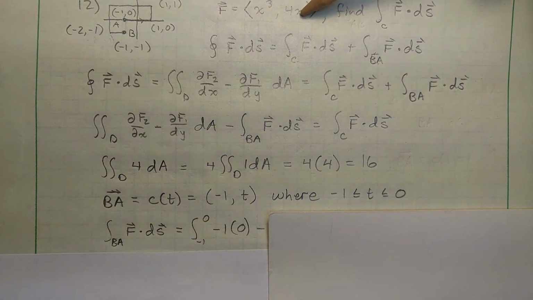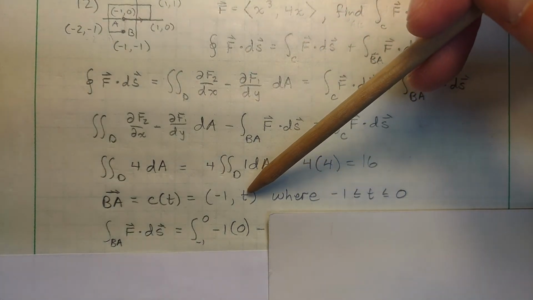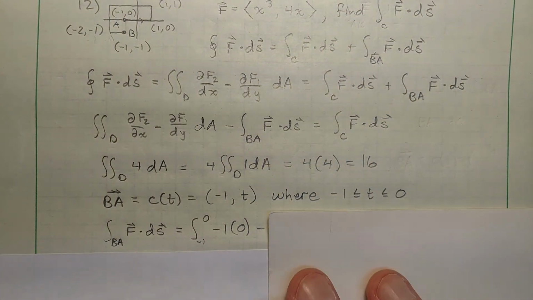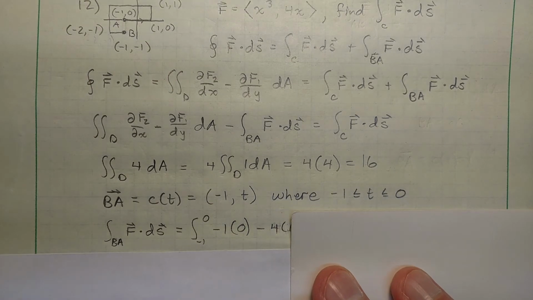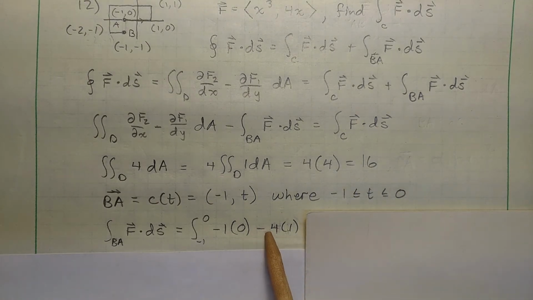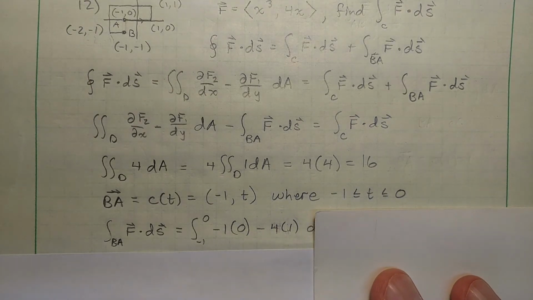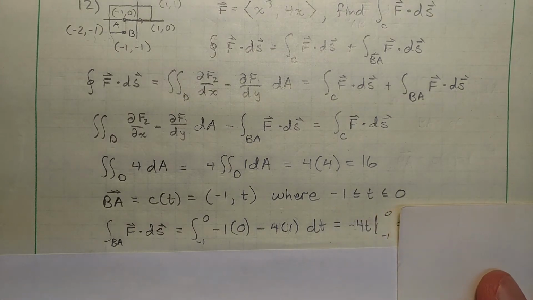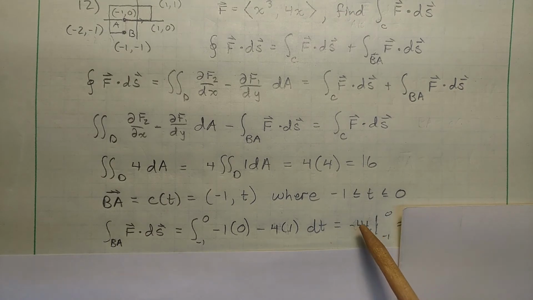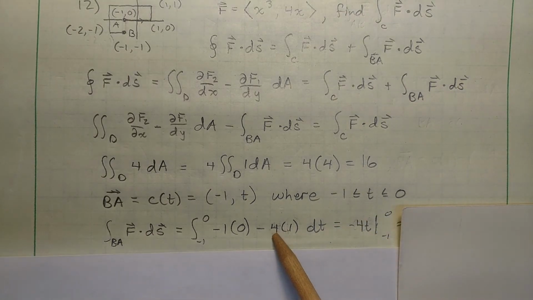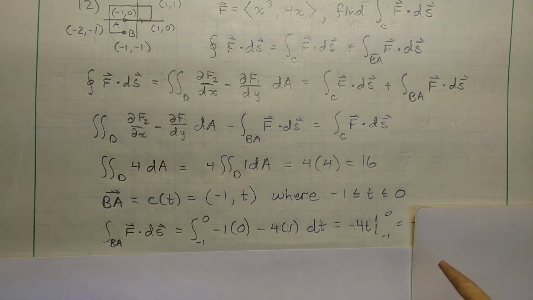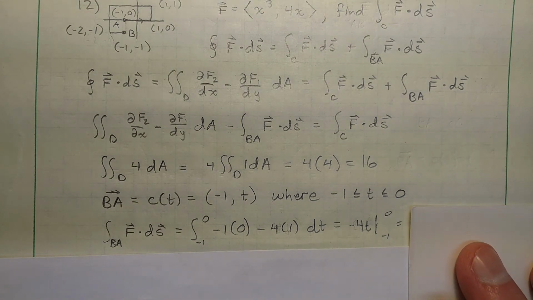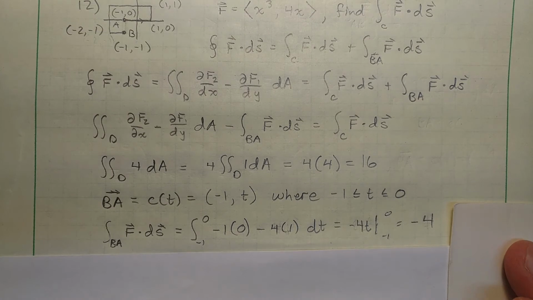So it's going to be plus negative 4 times the derivative of the y term, which is just 1. So negative 4 times 1 is negative 4, so it's going to be minus that 4 times 1. And so this evaluates pretty easily to be the integral of negative 4, which means it's going to be negative 4t evaluated from negative 1 to 0, which if we go ahead and do that, we end up with 0 minus 4, or negative 4.